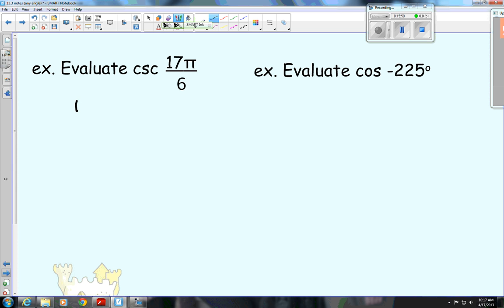Now, 17 pi over 6. Now I want to compare that to 2 pi. If I put 2 pi as a fraction over 6, what's the fraction? 12 pi over 6. 2 times 6 is 12. So 12 pi over 6 is all the way around. That's 2 pi. So it's obviously more than once around because 17 is more than 12. And it's then 5 pi over 6. Okay?